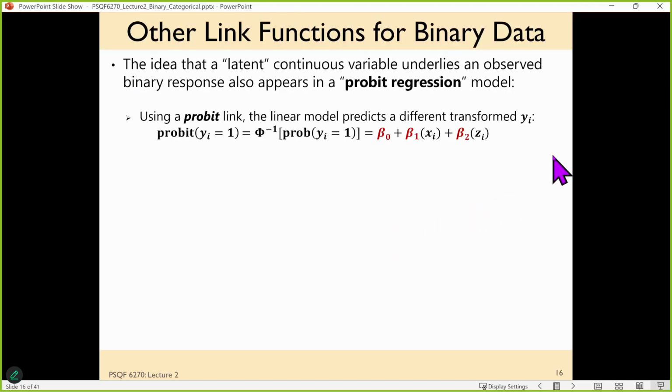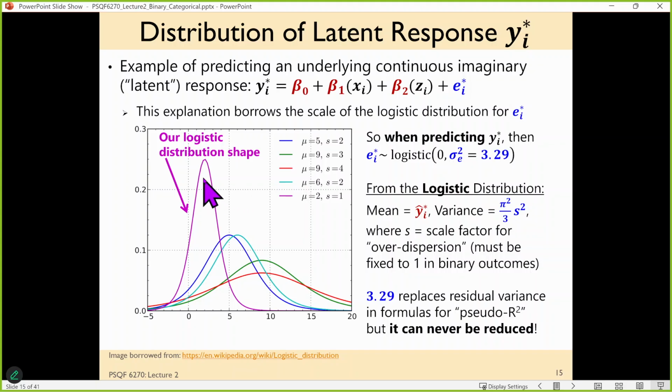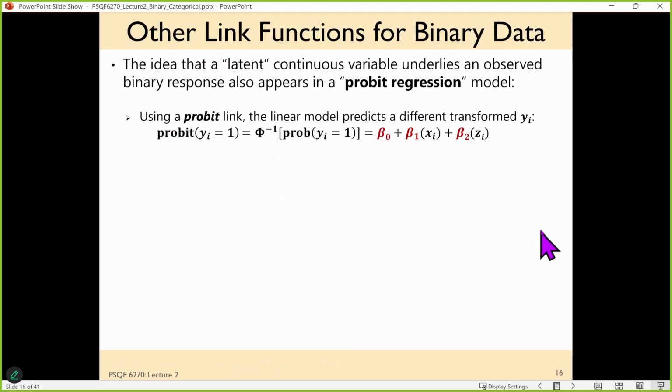So then, is that the only choice? Someone said, do we pretend like the continuous underlying distribution is normal? You could. If you want to do that, then you have a different link function. Meet logit's friend, probit.